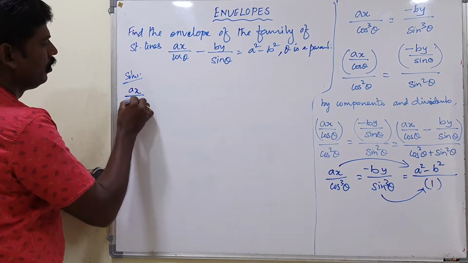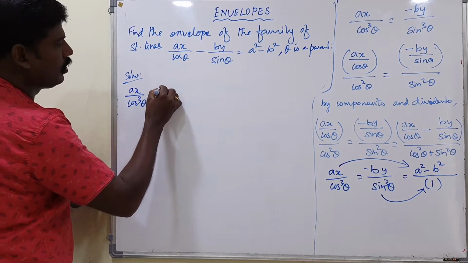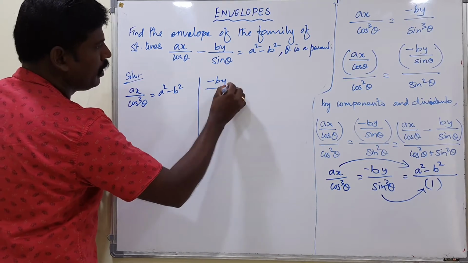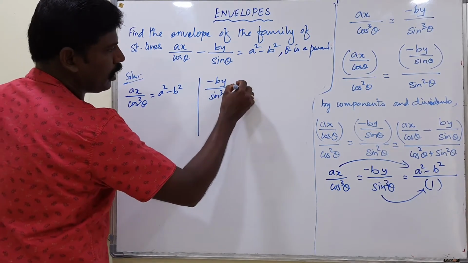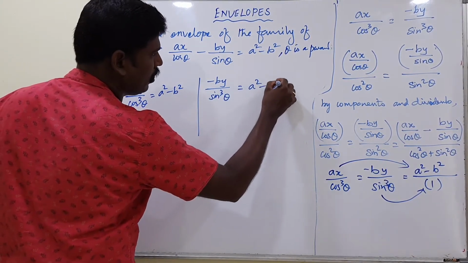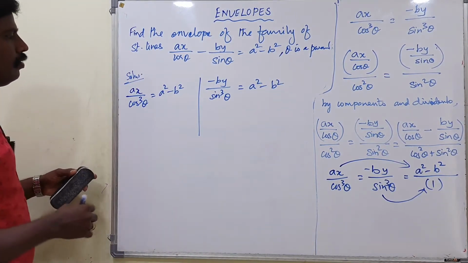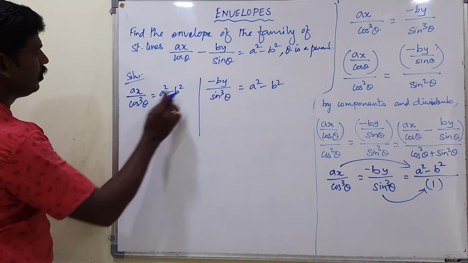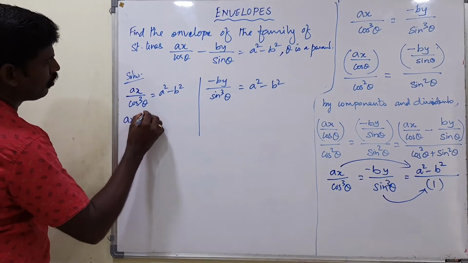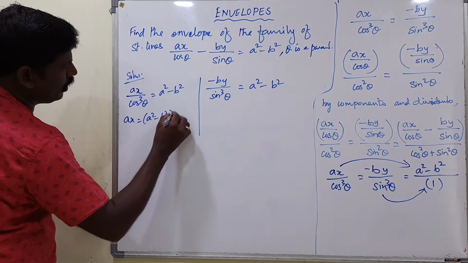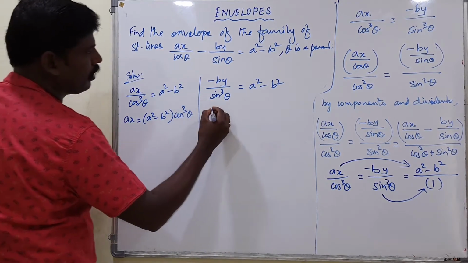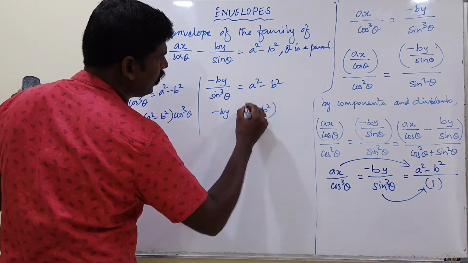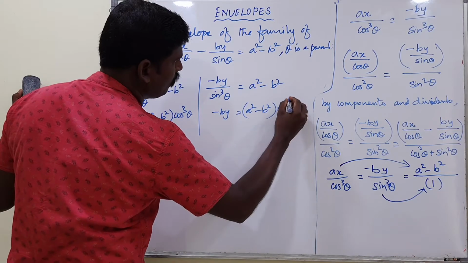Ax by cos cube theta equal to what? A square minus b square. Same like that, minus by by sin cube theta is equal to what? The same a square minus b square. From that, what can we find out, cos cube theta? Taking this cos cube theta into the right-hand side, so ax equals a square minus b square into cos cube theta. Same like that, minus by equals a square minus b square into sin cube theta.